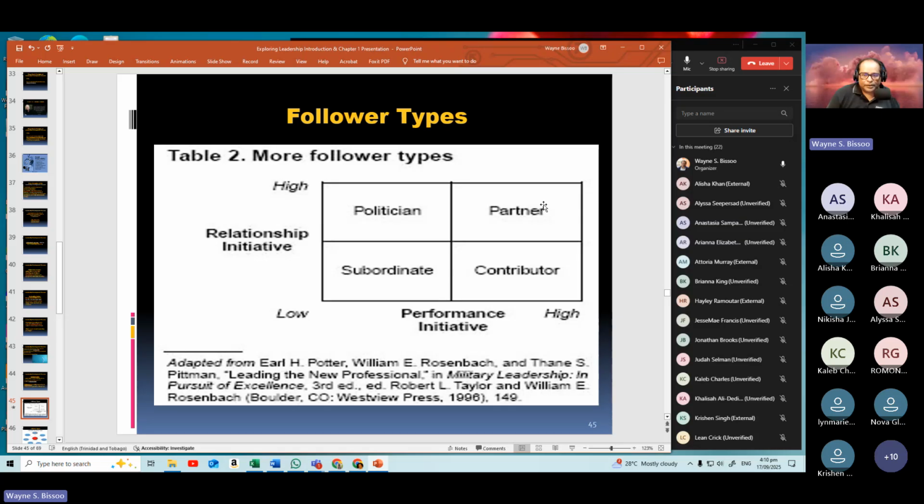Are you going to be a partner? Somebody whose performance initiative is high as well as their ability to communicate and work with others is also high. Now, if you're the leader of this particular group, a partner is a very powerful person, but is likely to challenge you a lot, simply because they will tend to be as good as you are because you're supposed to be up in that quadrant as well. However, think about this.